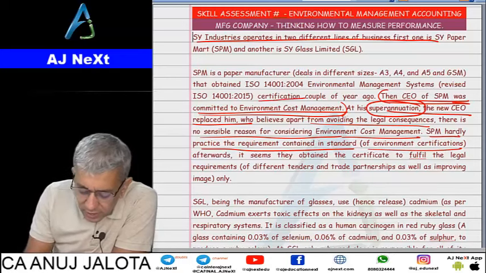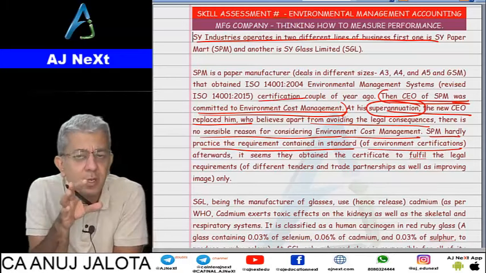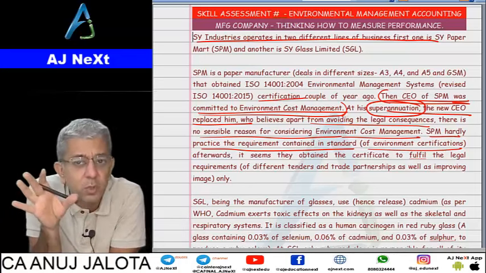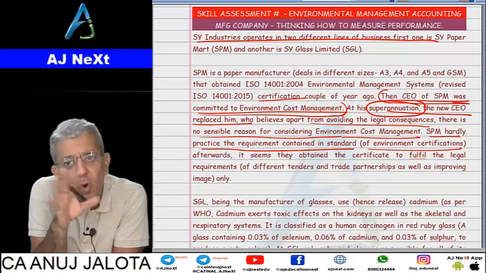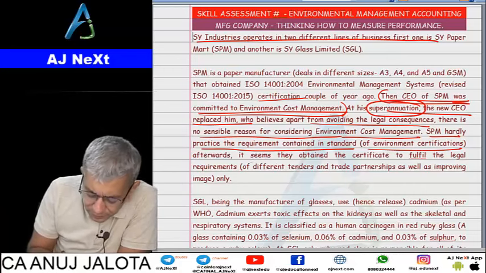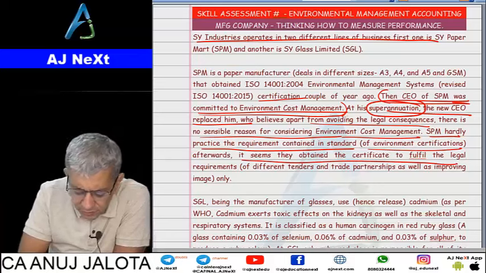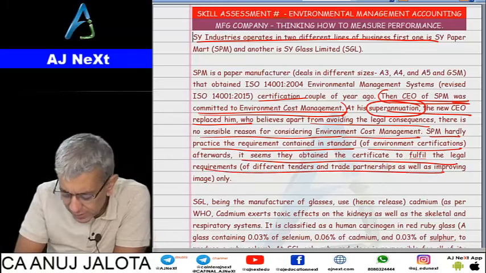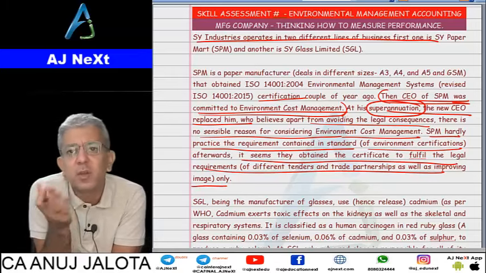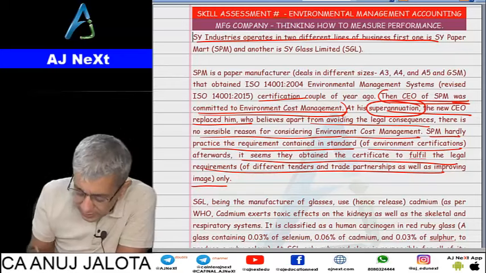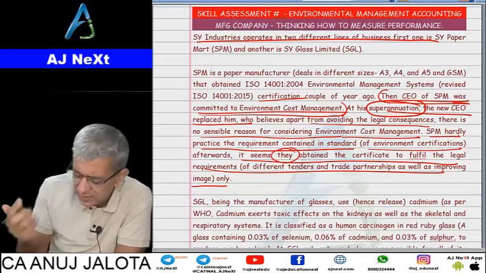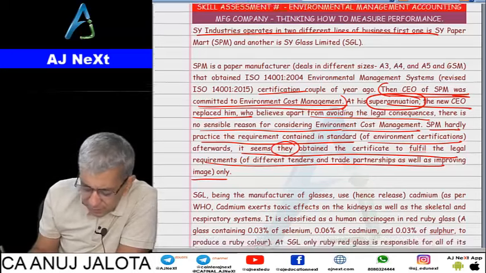Now, when we must have taken the certification, we must have told the government, or the authority who gives us the certificate, that this is whatever we do to conserve the environment. He says that all these things are there in the document only, but they are not practiced in real life. It seems they obtained the certificate to fulfill the legal requirements of different tenders and trade partnerships, as well as improving the image only. So the new CEO is saying the old management had basically done this to get some tenders and to improve their brand image. Okay, further.